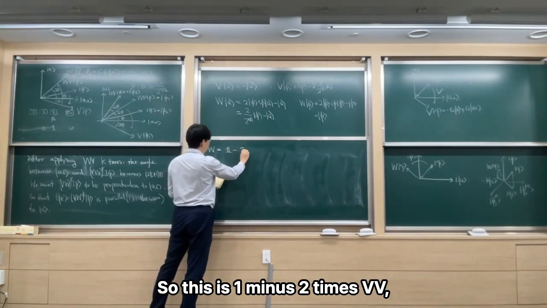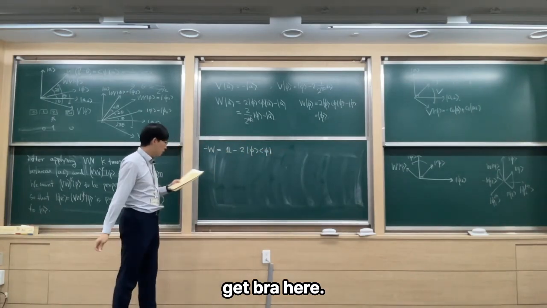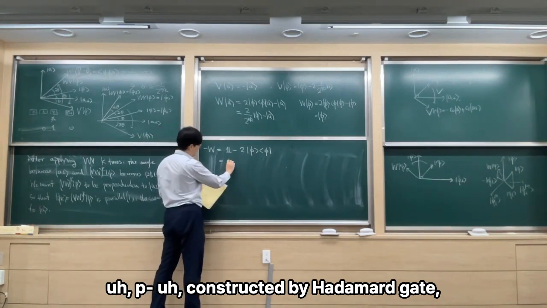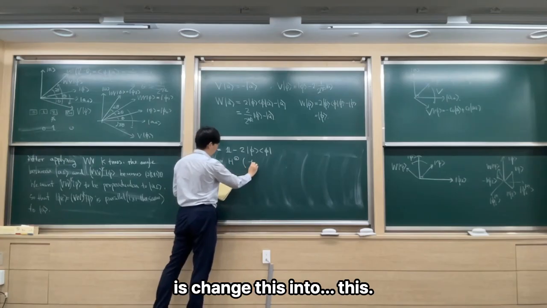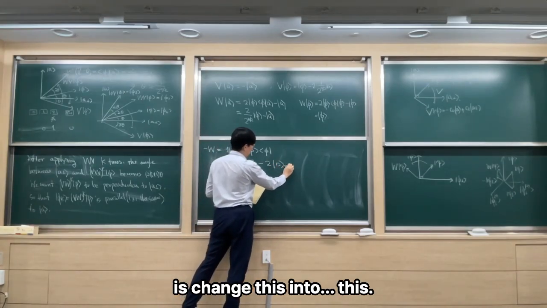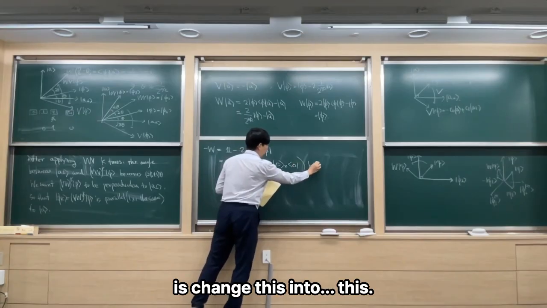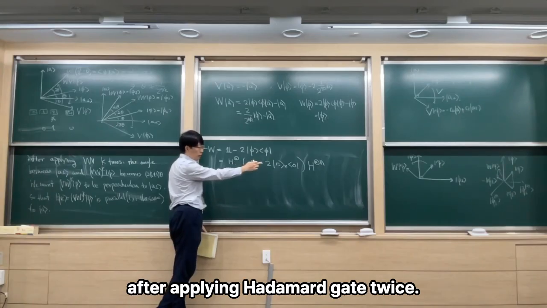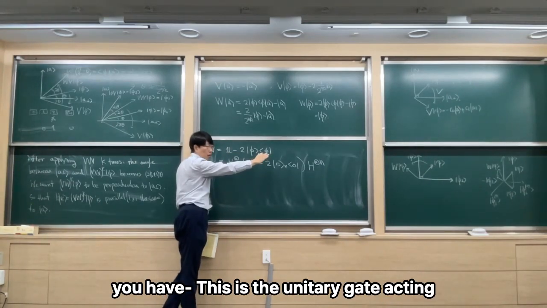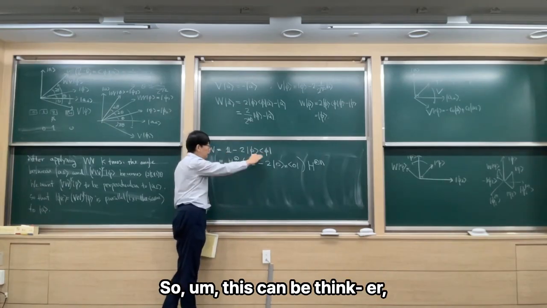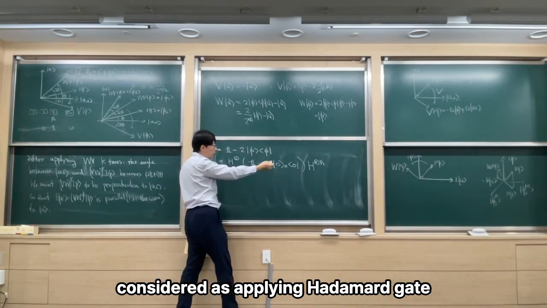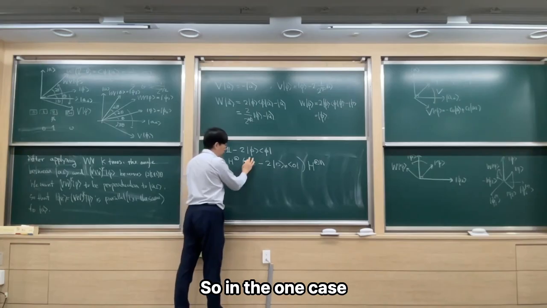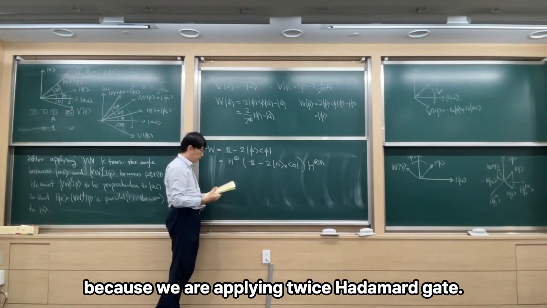So this is 1 minus 2 times VB, get bra here. And since these ones are constructed by the Hadamard gate, what we can do is change this into this. So you can see that the 1 is preserved after applying the Hadamard gate twice. So this is the unitary gate acting on n-qubit state. So this can be considered as applying the Hadamard gate, then this oracle, this unitary gate, and then the Hadamard gate again. Okay, so in the one case, there's nothing going on because you're applying the Hadamard gate twice.